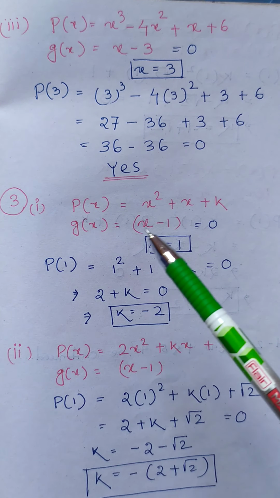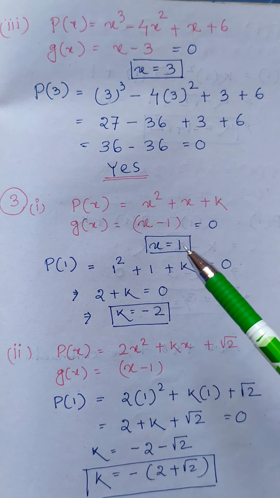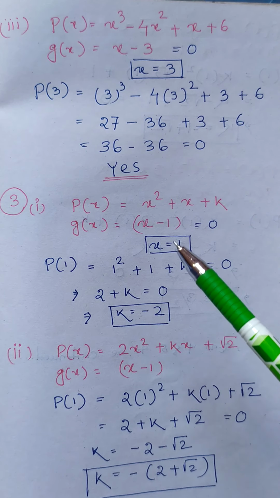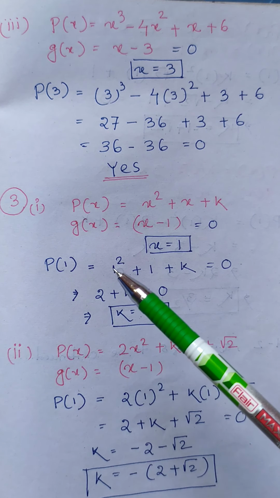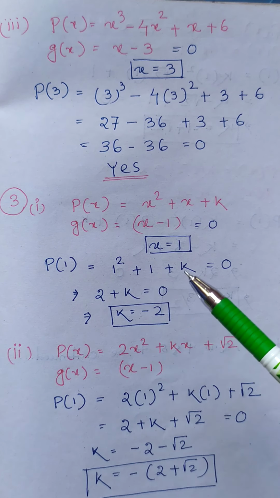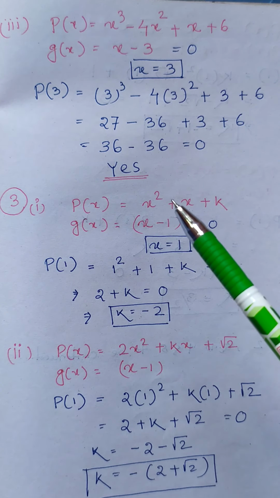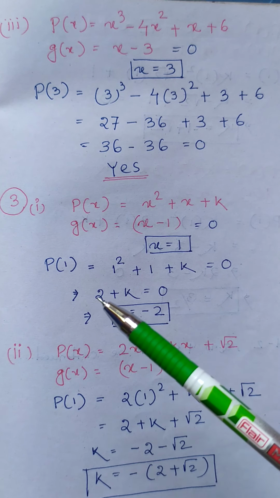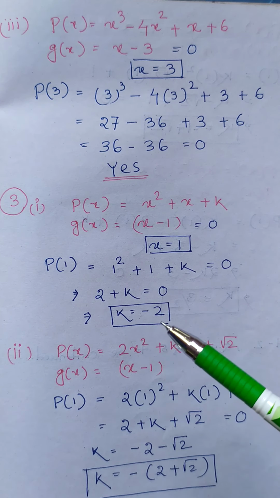So here g of x is equal to x minus 1. So it must be equal to 0. That means x is equal to 1. So putting x as 1 in p of x, that means p of 1 will come as 1 square plus 1 plus k, and this value must be equal to 0 as g of x is a factor of this. So 2 plus k is equal to 0, which indicates k is equal to minus 2.